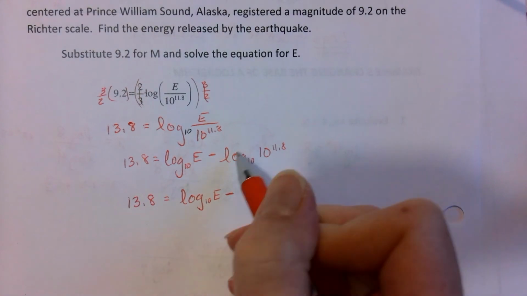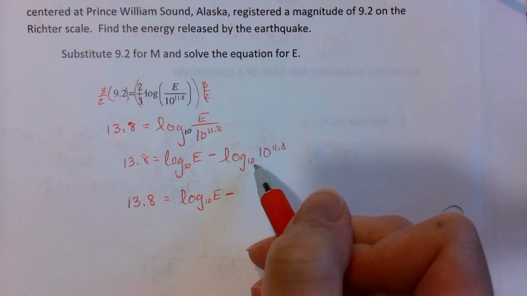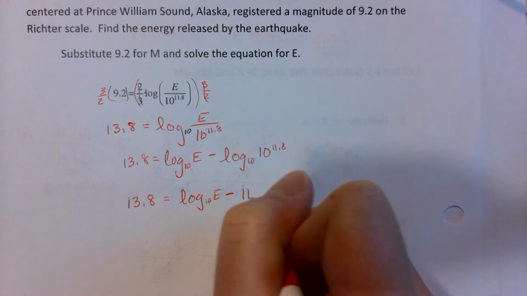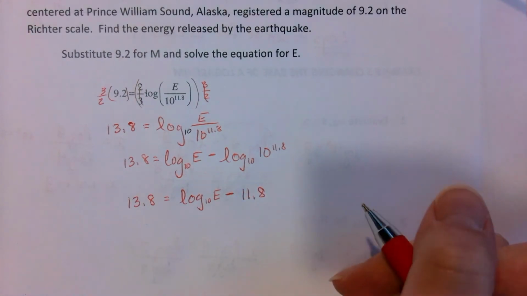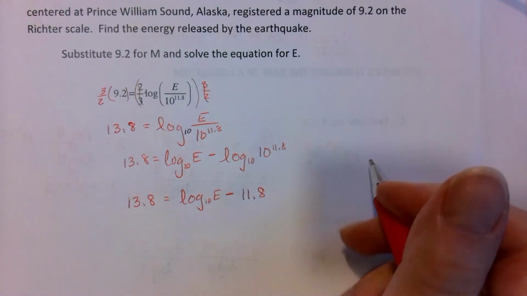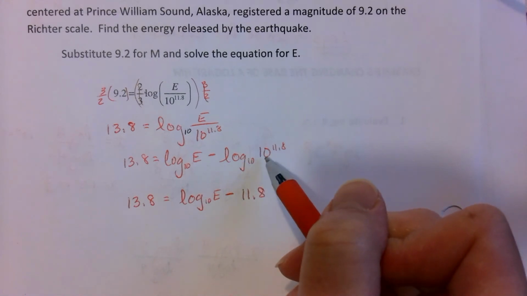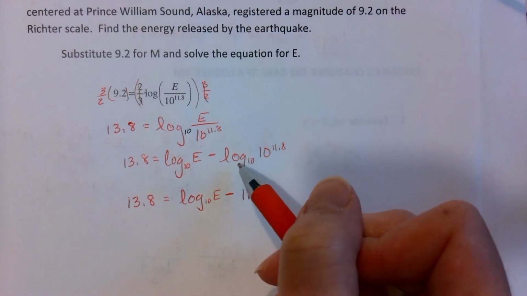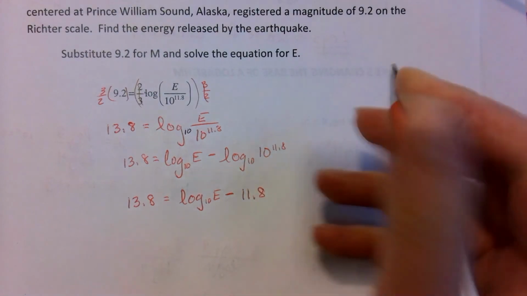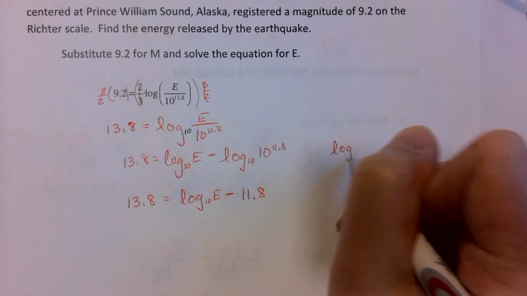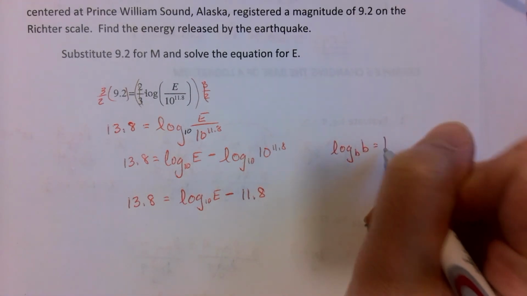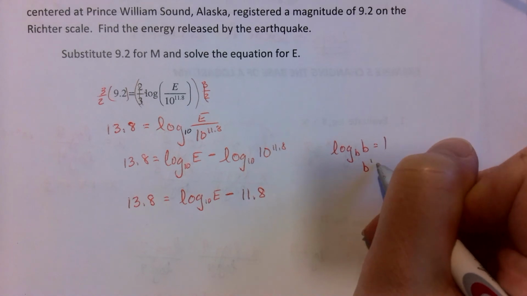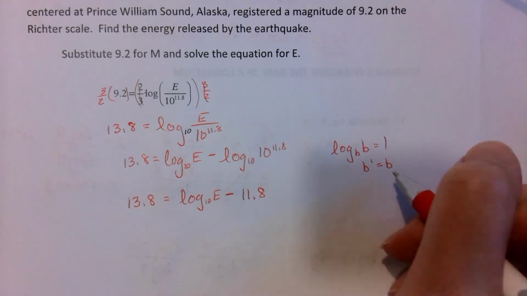However, I see this guy right here, and I know that my outcome is simply 11.8. That's really easy for me to see, but I'm hoping you see it too. Log base 10 of 10 is 1. It's like log base B of B. I'm using that property, log base B of B is 1, because B to 1 will always give me back my outcome of B.